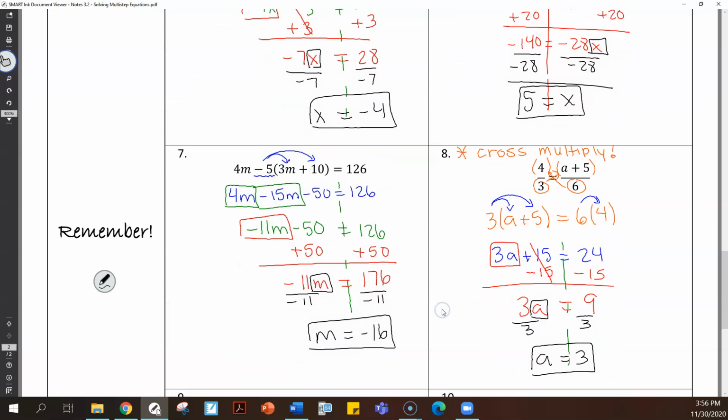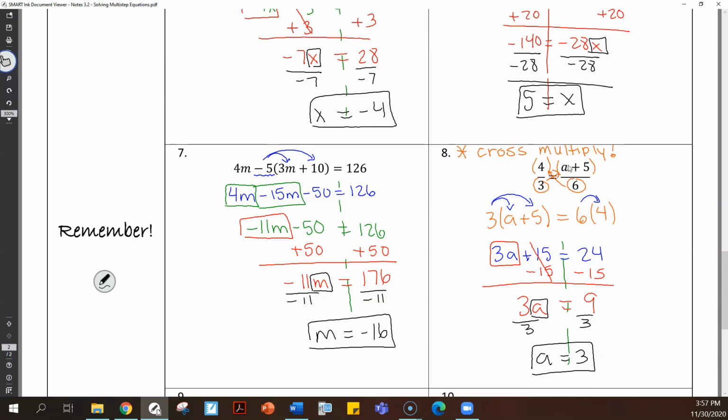For 7 and 8, number 7, be careful here. This is a negative 5 being distributed. You should have gotten your answer is m equals negative 16. For number 8, this is one of those cross-multiplying problems. I have a fraction on this side and a fraction on that side. So I'm going to multiply the bottom number of one by the top of another. So 3 times all of this. Then 6 times anything that's up here. So 3 times all of that, 6 times 4. And then I just solve this the same way I've solved the other ones. Multiply to distribute through and solve from there.